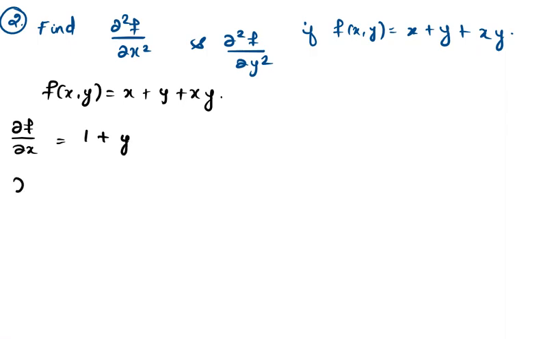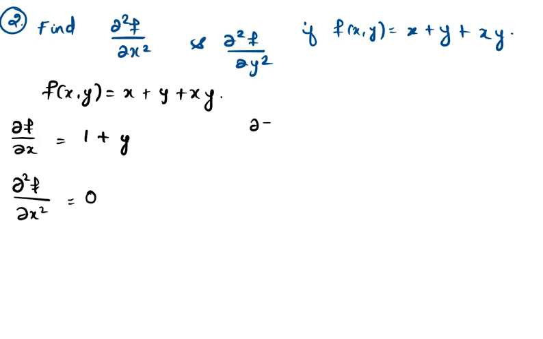And again, if we do dou squared f by dou x squared, the second time differentiating with respect to x, as we see here, x is not involved in the first part, and if we differentiate with respect to x, here the constant will become 0 and y also doesn't have any x term, so this will become automatically 0.